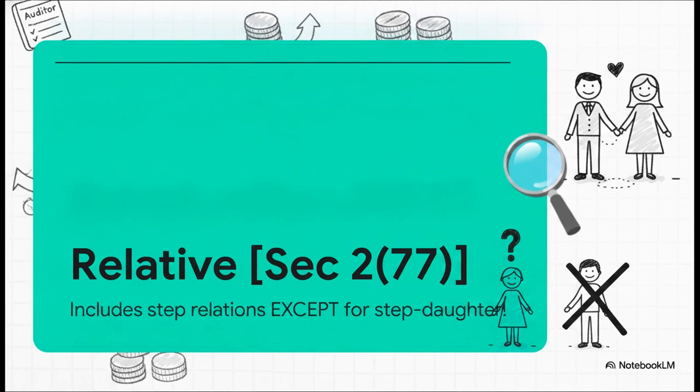You have to remember that step relations are included for almost everyone under the definition of a relative: father, mother, son, brother, sister. But it does not include a stepdaughter. This is a classic RTP and MTP trick question. If the examiner throws a curveball and says, the auditor's stepson holds shares, boom, disqualified. But if it's the stepdaughter holding those exact same shares, you are perfectly eligible.